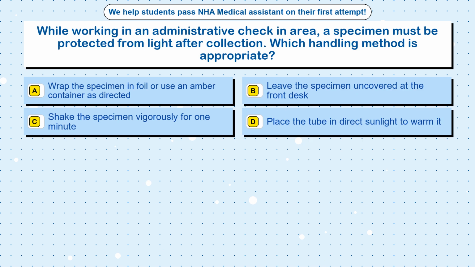Question 63. While working in an administrative check-in area, a specimen must be protected from light after collection. Which handling method is appropriate? Option A, wrap the specimen in foil or use an amber container as directed. Option B, leave the specimen uncovered at the front desk. Option C, shake the specimen vigorously for 1 minute. Option D, place the tube in direct sunlight to warm it.